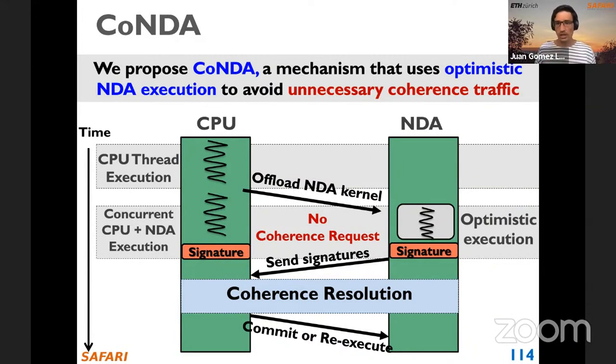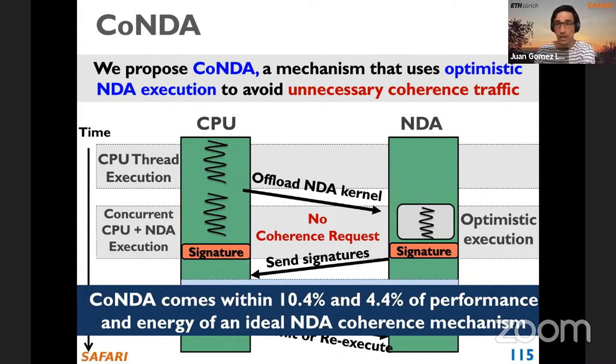So it's optimistic in the way that it assumes that the CPU and the NDA accelerator, because they are in principle being used by the program for different purposes, are not going to touch the same data. And after that, we check whether they touch the same data or not. If they didn't touch the same data, then we can commit, and the NDA kernel terminates. If not, we have to update the data in memory and re-execute. And that's essentially the key idea behind the key mechanism of the Conda paper.